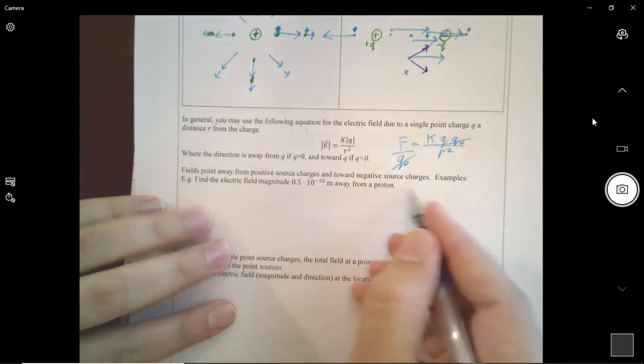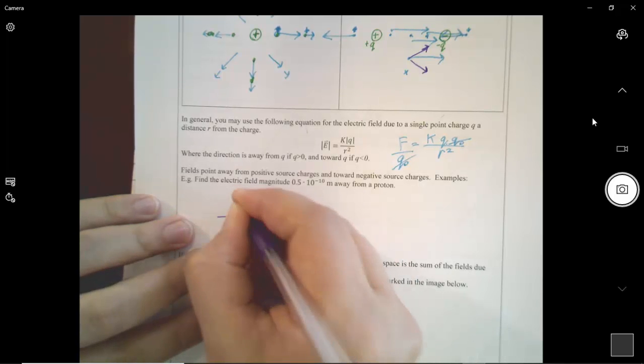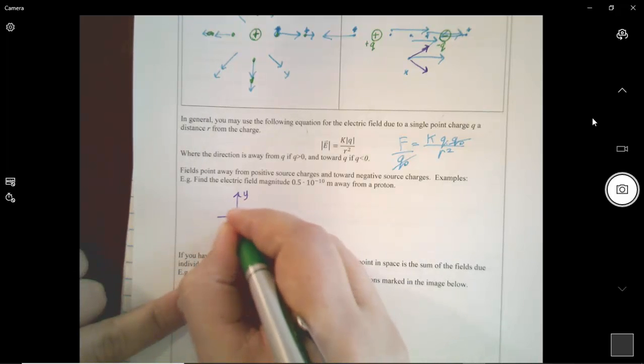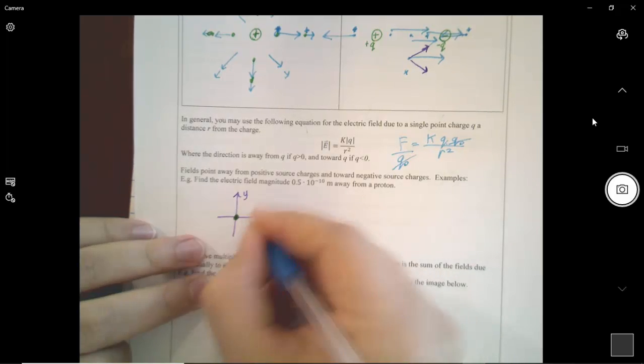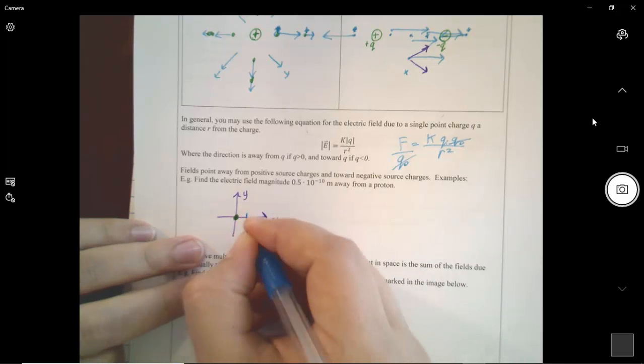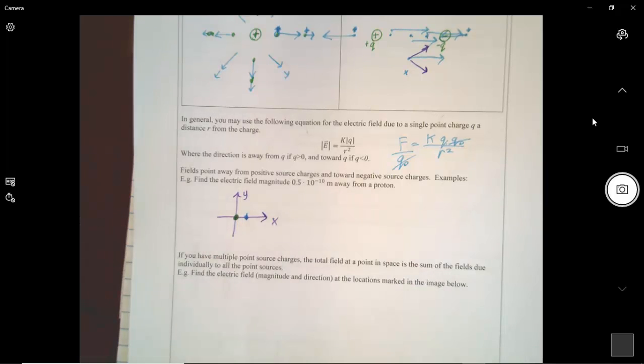So let's just look at this one right here. We have a coordinate system and a proton in the center, and then half an angstrom away, we have the point where we want to calculate the electric field.